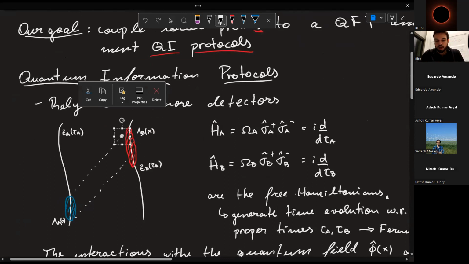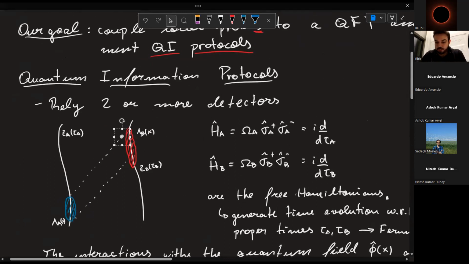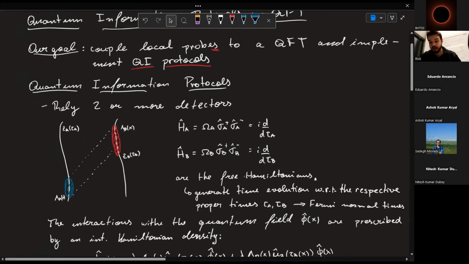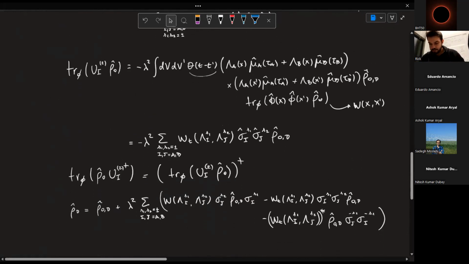Now, what if Alice starts with her qubit in the excited state? She interacts with the field. Maybe she dumps this excitation into the field. This excitation would propagate and then reach B, and then Bob could be in the ground state, say. And then it's possible that Bob would become excited because Alice dumped this qubit into the field. Okay, so let's explore the situation. Let's see what happens.